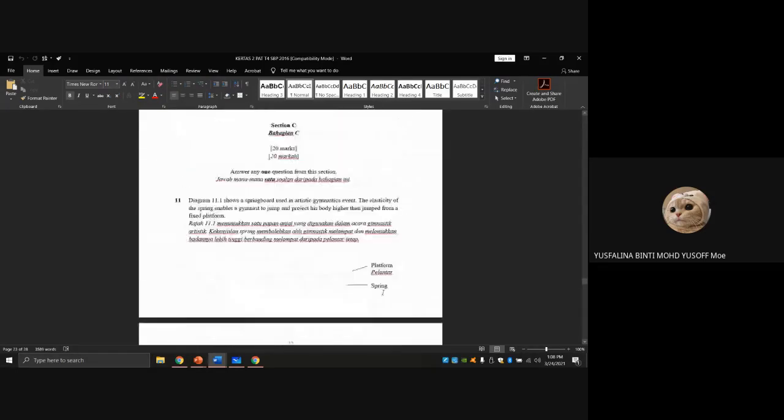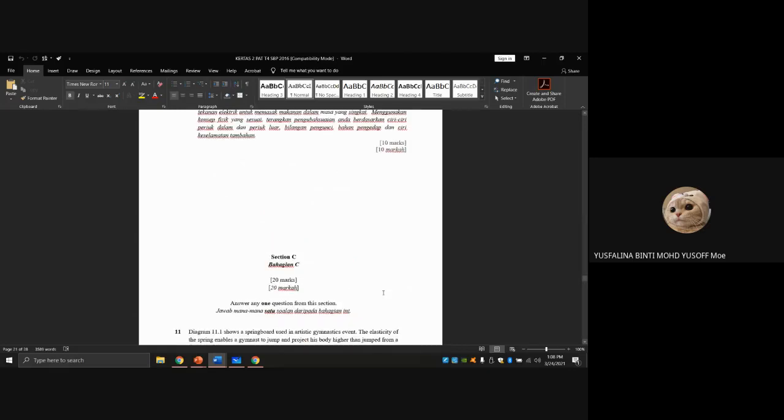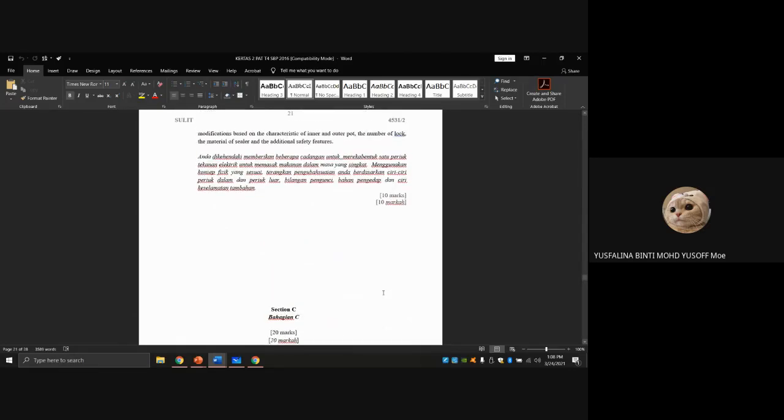The total mark for Section B is 20 and Section C is 20, so 20 plus 20 is already 40, and Section A is 60. So the total mark is 100. For those who want an A in Physics, Paper 1 has 40 questions, so make sure you get 30 and above.